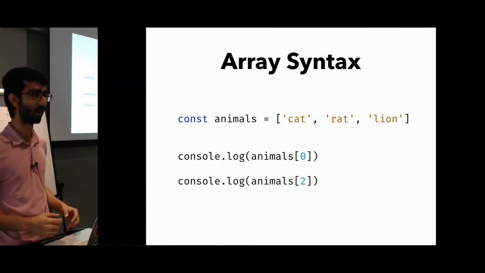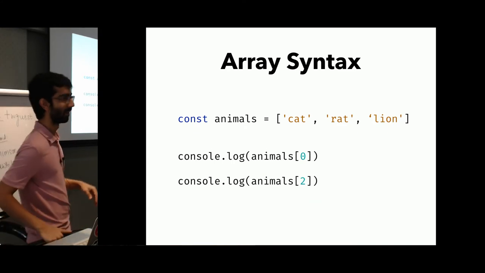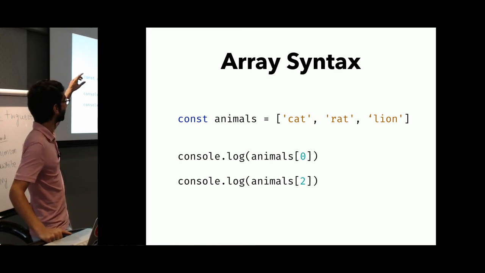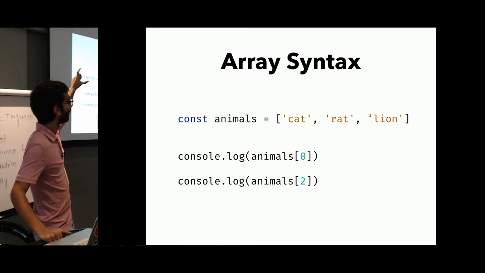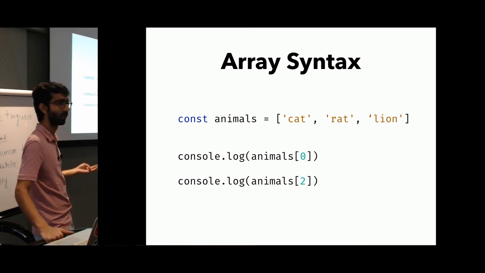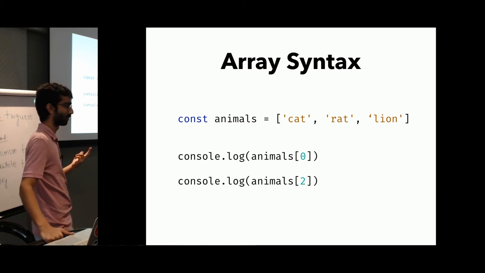So more syntax. Now we see the last kind of bracket that is known to humans. We have the word const, the name of the variable, and now we see the square brackets, and then a comma-separated list of the actual values in the array. So in this case, we have an array with three values. The first one is cat, the second one is rat, and the third one is lion.